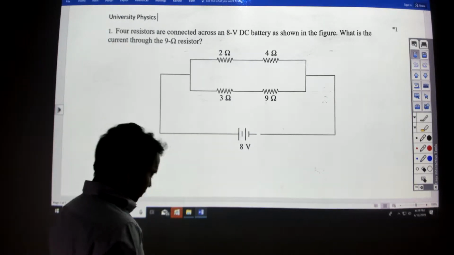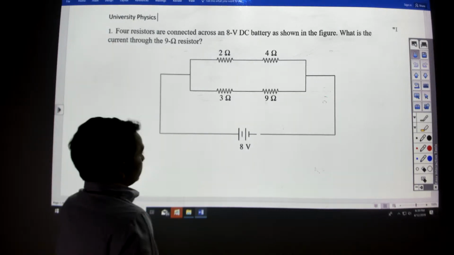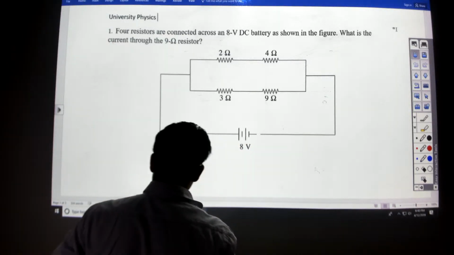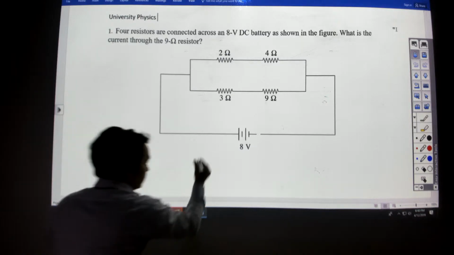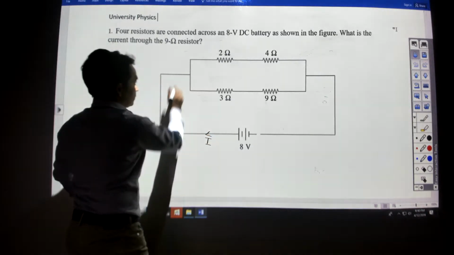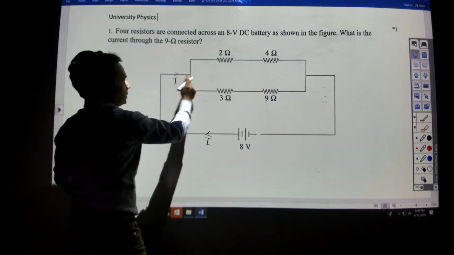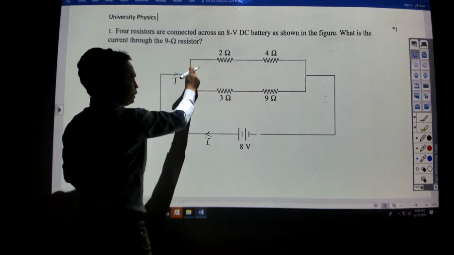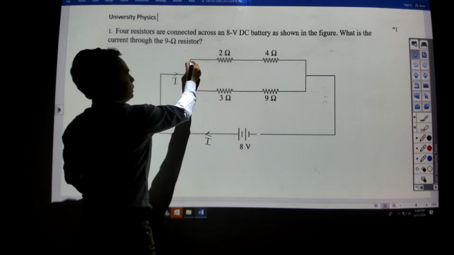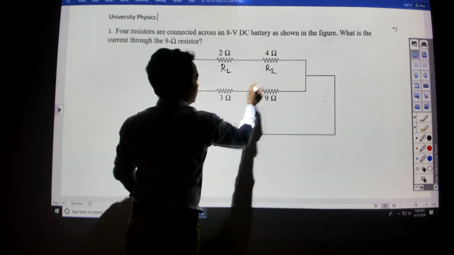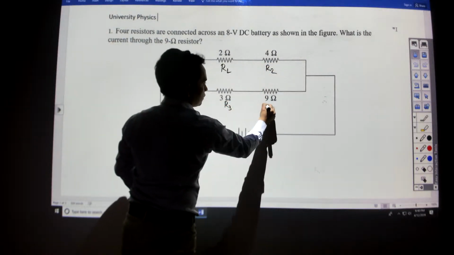We have four resistors and the applied potential is 8 volt. Let's say the current I comes out from this one, and this is I. And this one splits into two components. It does have two paths. It can go either this way or it can go this way. And I'm assuming this is R1, R2, R3, and R4.